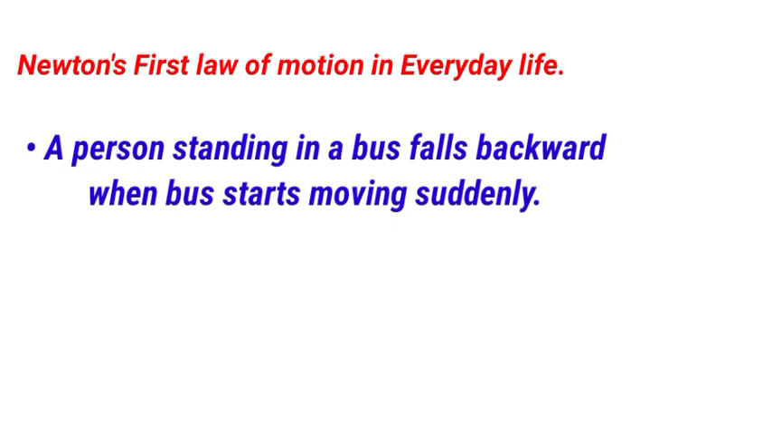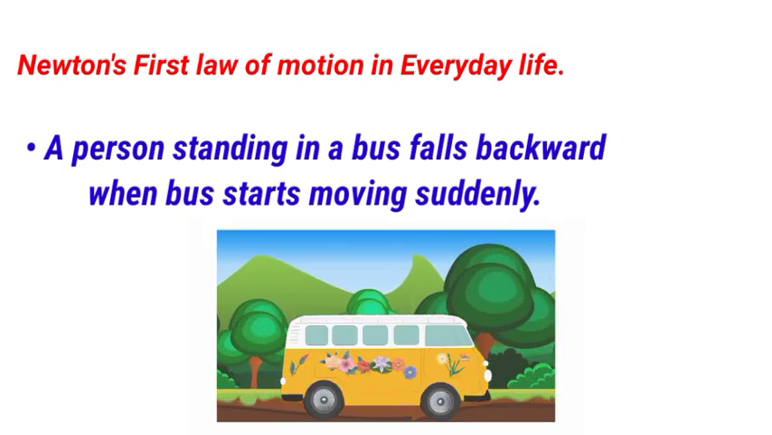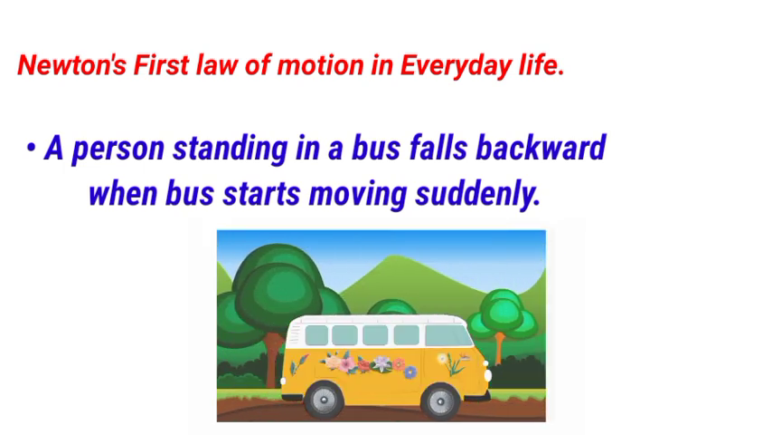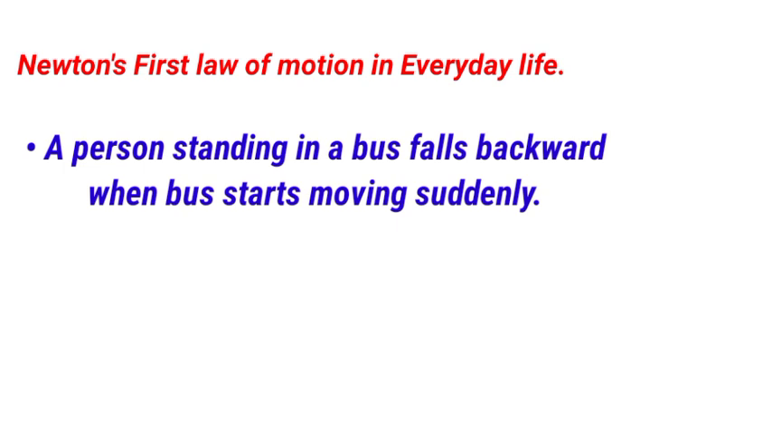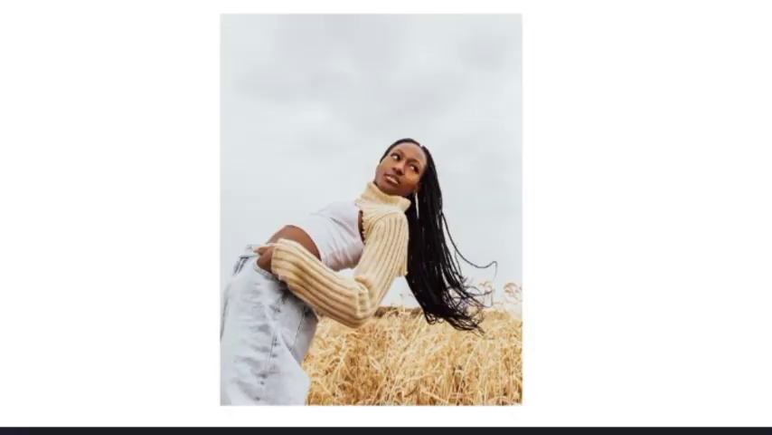Newton's first law of motion in everyday life. A person standing in a bus falls backward when the bus starts moving suddenly. This happens because the person and the bus are both at rest while the bus is not moving. But as the bus starts moving, the legs of the person start moving along with the bus. But the rest of his body has the tendency to remain at rest. Because of this, the person falls backward if he is not alert.